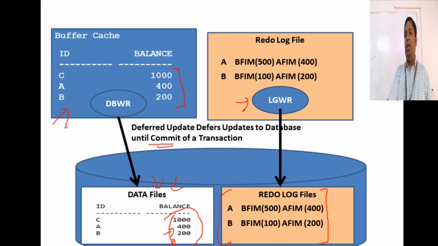So what all things have we learned here? What is write ahead logging? Before I move any changes to the database or to the buffer, I'll log that change. That is write ahead logging. And what is the log writer process? It moves all the information in the redo log files in the cache to your persistent storage. What is the database writer process? It moves all the changes in the buffer cache to your data files. And what is deferred update? I am deferring the update until the transaction reaches the commit point.